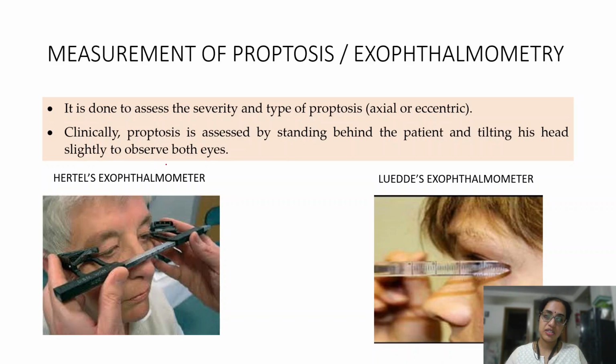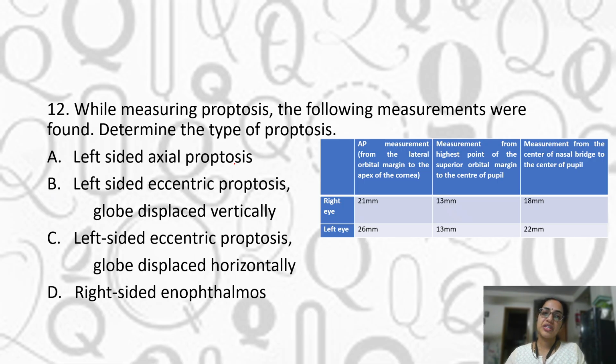So we see two images here. The one on the left is called Hertel's exophthalmometer. It is used to measure eccentric proptosis, and Lewitt's exophthalmometer is used to measure axial proptosis. Clinically, proptosis is assessed by standing behind the patient and lifting the head slightly to observe both eyes if they are at the same level. While measuring proptosis, the following measurements were found. Determine the type of proptosis. So what are the three important measures that you do?